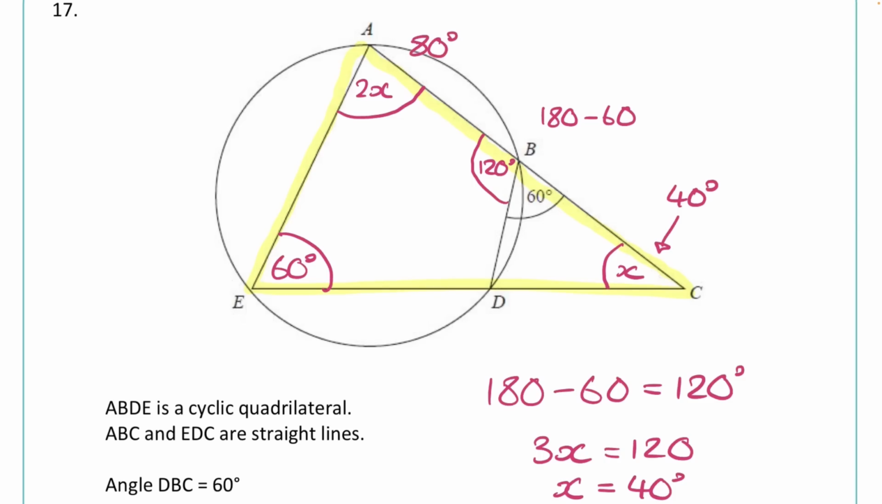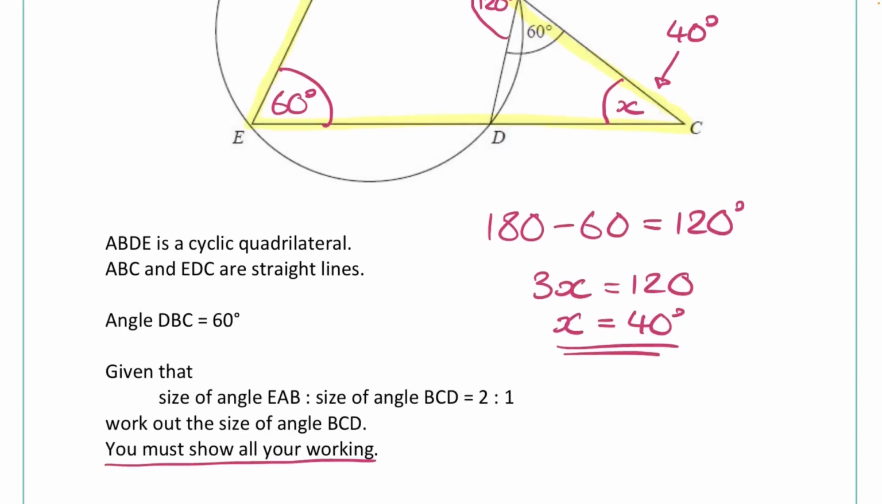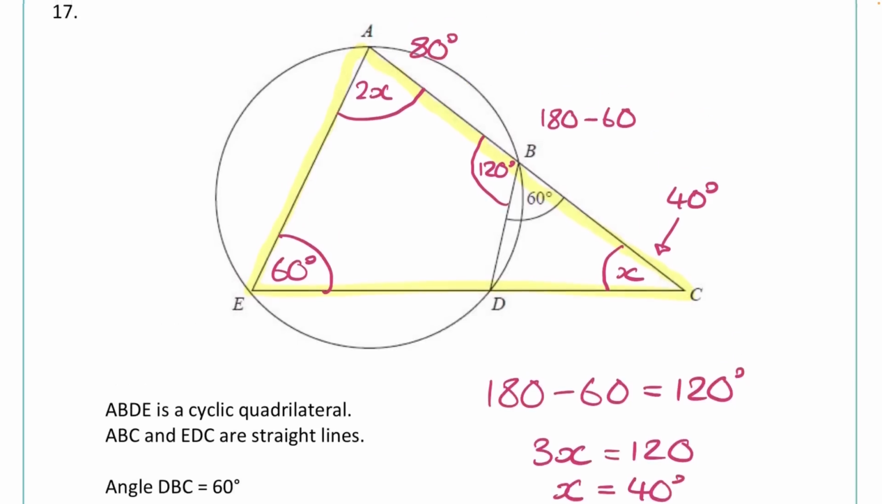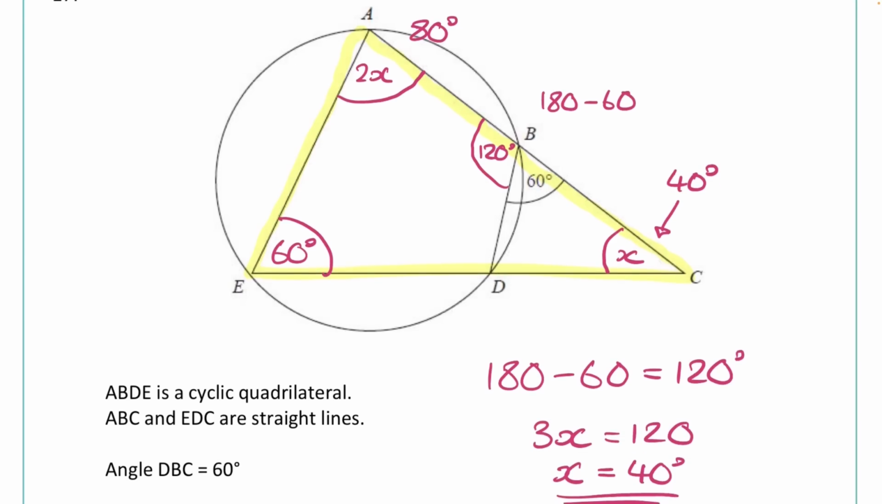The question asked us to work out the size of BCD, so we've got that straight away. That would be the 40 degrees. So our final answer is 40 degrees. And there we go, another relatively nice version of a question.